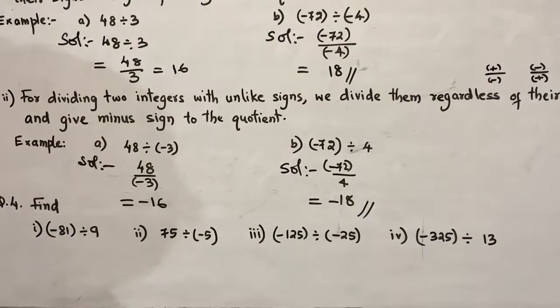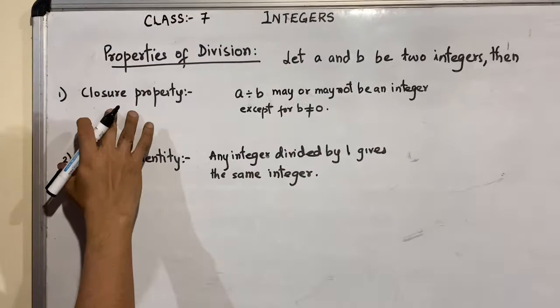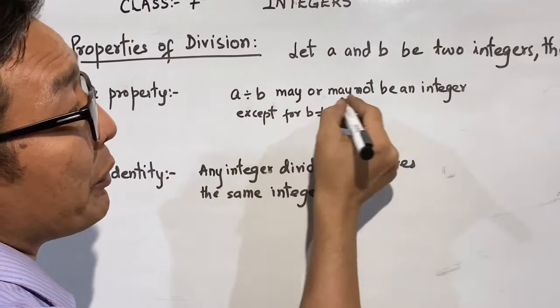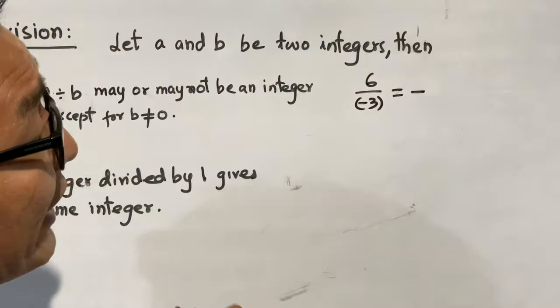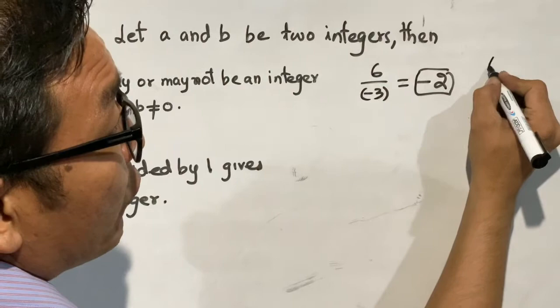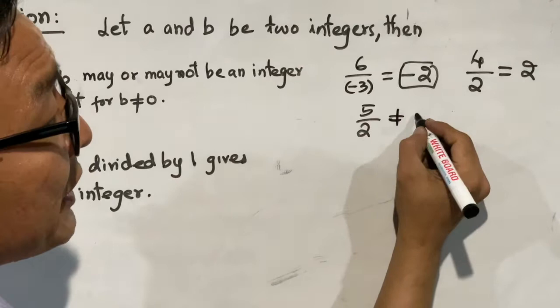Now the properties of division. Let A and B be two integers. First the closure property: we check whether integers are closed under division. A divided by B may or may not be an integer. For example, 6 divided by negative 3 is negative 2, an integer. 4 divided by 2 is 2, an integer. But 5 divided by 2 is not an integer.